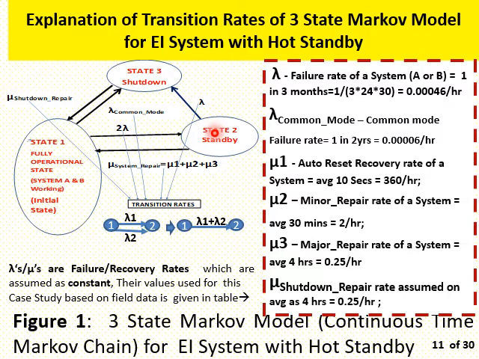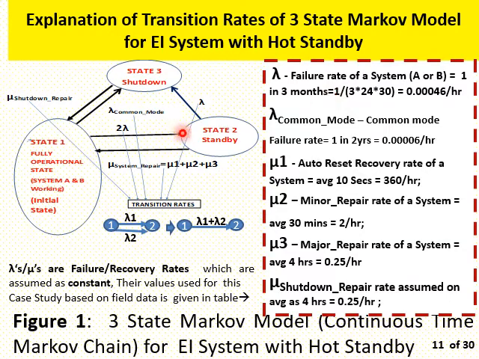Similarly, in the standby state, you have 2 outgoing transitions: one from state 2 to state 1, that is mu1 plus mu2 plus mu3, system repair. And similarly, from state 2 to state 3, the transition has a transition rate lambda. Similarly, the shutdown state, state 3, also has an outgoing transition, and you have a transition rate associated with that. You can see, for example, lambda, which is the failure rate of a system, A or B, is equal to 1 in 3 months. And we assume that the failure rates are the same.